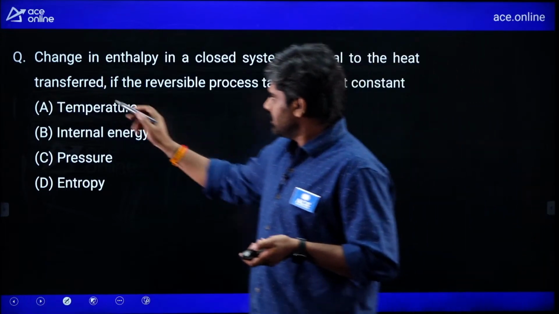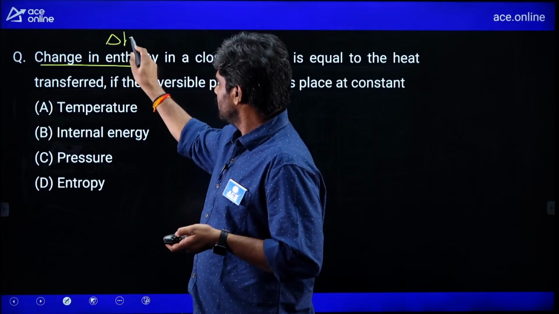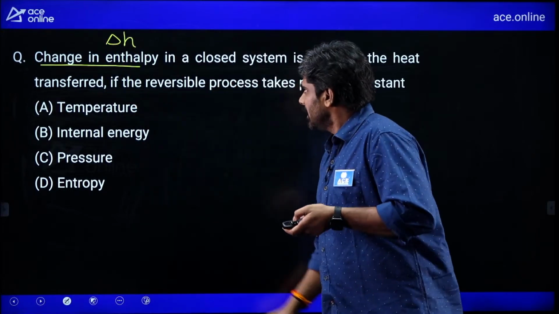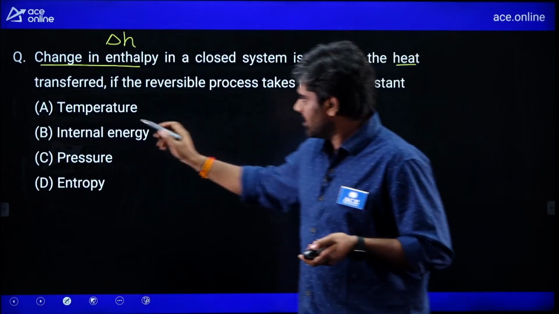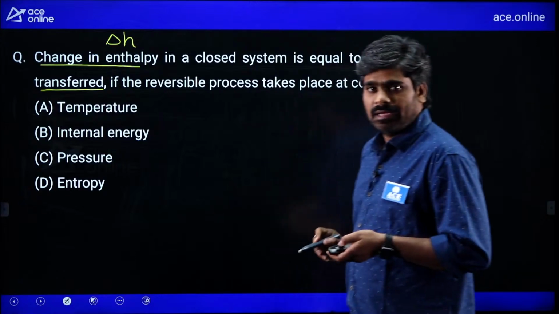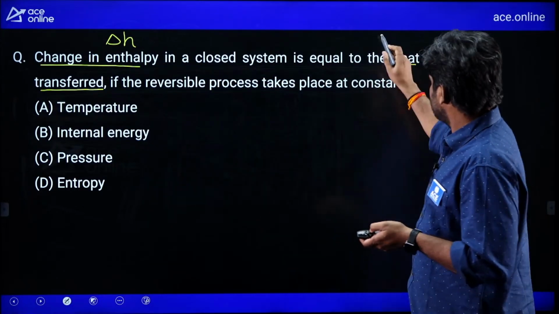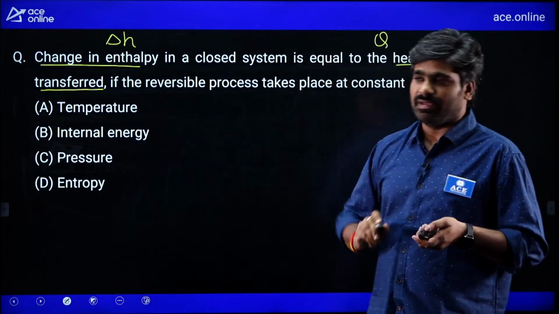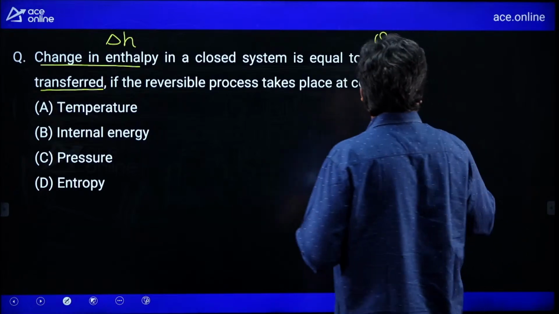Change in enthalpy, he said. It is not enthalpy, please be careful, it is change in enthalpy: delta H in a closed system is equal to the heat transferred. He is asking, change in enthalpy is equal to heat transferred, that is Q, in a closed system. See, in a closed system, heat transfer in a constant volume process.